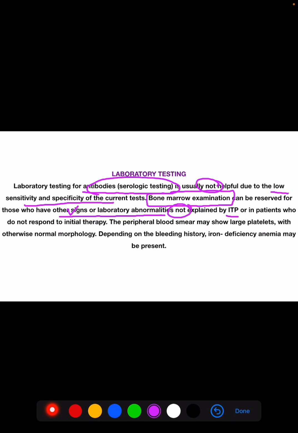So if we do a peripheral blood smear in a patient with ITP, there will be large platelets, but otherwise normal morphology. Morphology of the platelets will be normal, but the size may be large. And depending on the bleeding history, iron deficiency anemia may be present. So gastrointestinal bleeding, or there could be menorrhagia. So depending on the bleeding history, iron deficiency anemia can be there when we do laboratory testing.